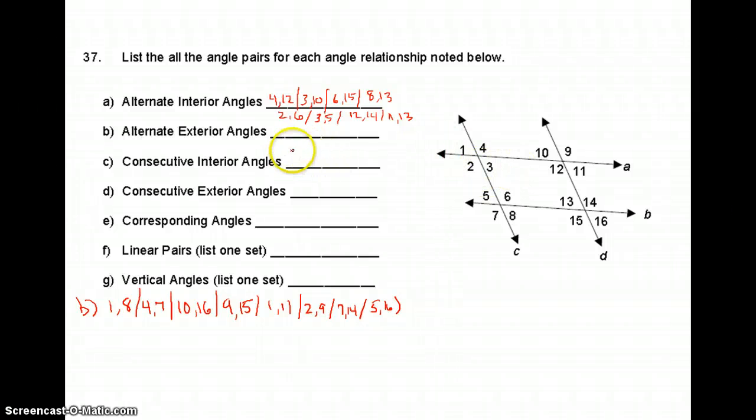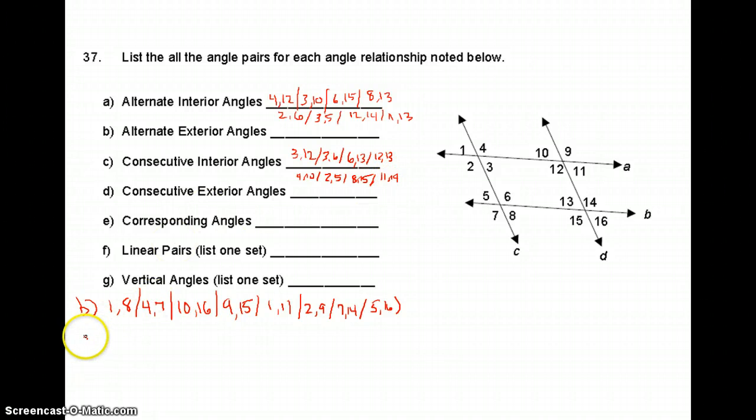3 and 12. 3 and 6. 6 and 13. And 12 and 13. Okay, we also got the ones outside, so 4 and 10. 2 and 5. 8 and 15. And 11 and 14.